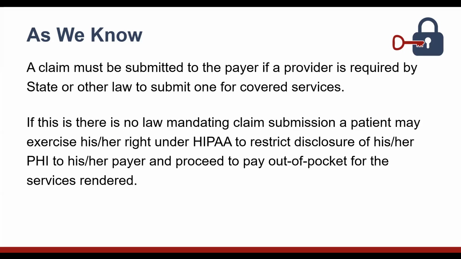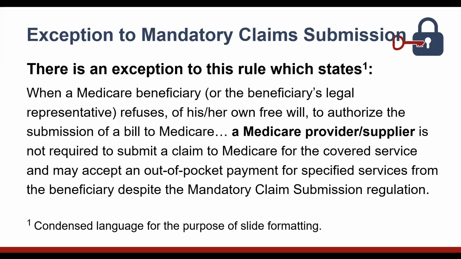If there's no law mandating that a claim submission must be made, a patient can exercise their right under HIPAA to restrict disclosure of their PHI, which would include all of their Medicare insurance information, payer insurance information, and then they can pay out of pocket. So it's important for you to realize that, and that is HIPAA. Okay, so that's the HIPAA right. That does not involve Medicare. And everyone thinks that the HIPAA right to limit disclosure applies to Medicare. Indirectly it does, but it's under a different law. So it's an exception to the mandatory claim submission.